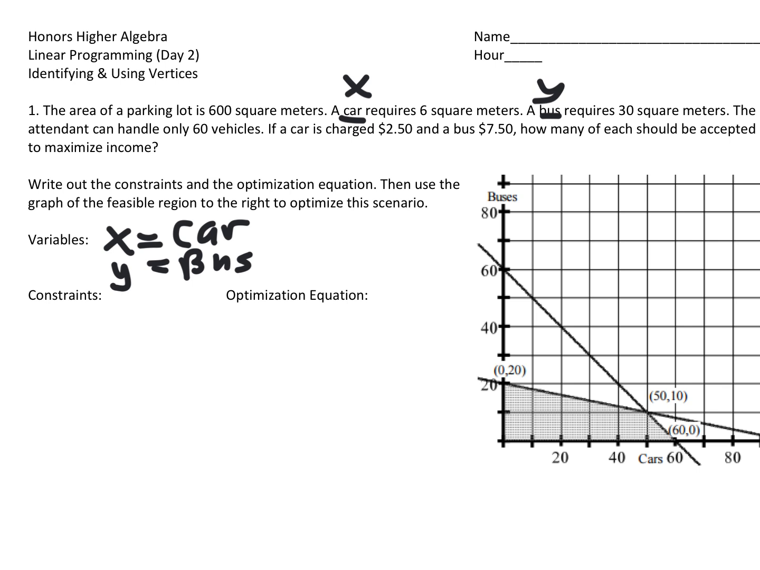Okay, constraints. Remember how I said it's going to be like something X plus something Y equals a total? Car requires 6 square meters, like how much space a car needs for the parking lot. So then that's 6 for the X. What's the Y going to have in front of it? 30. And what's it equal total? 600. Very good.